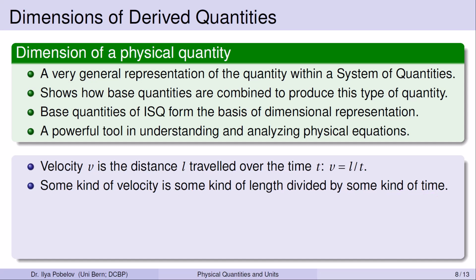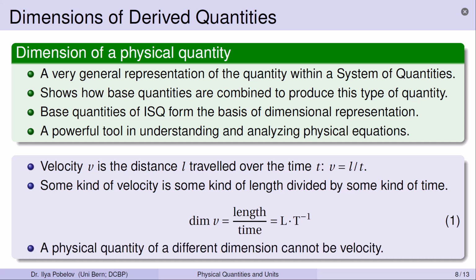Now we express it in a more formal way. The dimension of v is equal to length divided by time, and we write it as capital L times capital T to the power of -1. It also means that a physical quantity of a different dimension, that is, one that is a different combination of base quantities, just cannot be velocity.